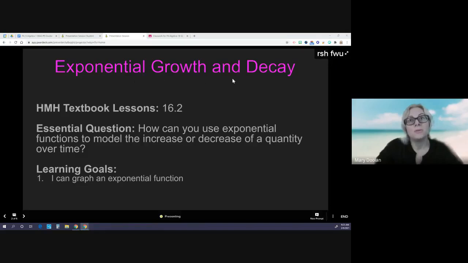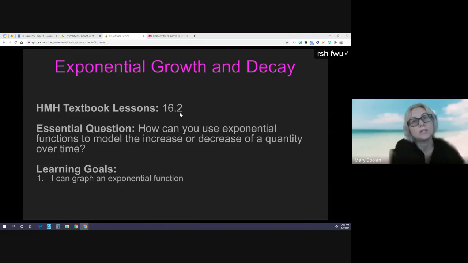Exponential growth and decay. This goes with the textbook 16.2. Your essential question: how can you use exponential functions to model the increase or decrease of a quantity over time? And so growth and increase, those correlate with each other. They mean the same thing. Decay and decrease, those two correlate with each other and they mean the same thing.